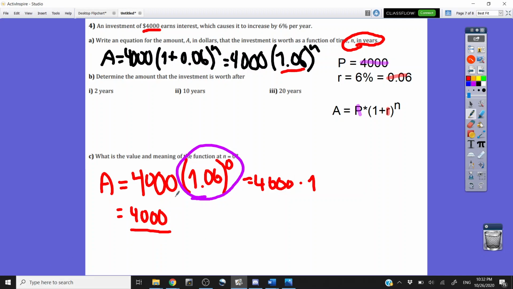So great. What is the value and meaning of the function at n equals 0? Well, n equals 0 is 0 years. If 0 years have passed, we're talking about how much money do you have today. Today you have 4,000. That's what you invested. That's your principal. So that's what we should be left over with.